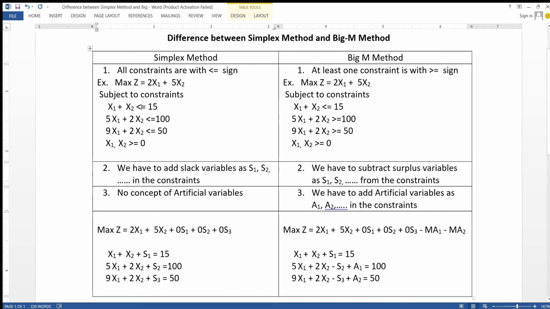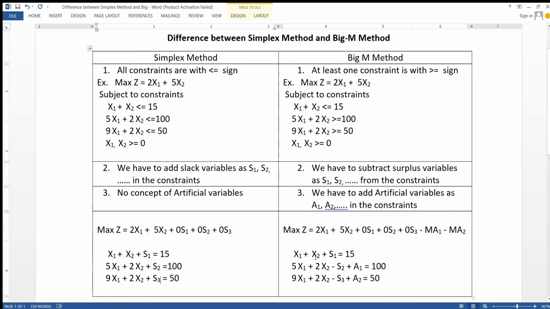So for less than or equal to sign we have to write the equal to sign. In the third constraint, 9x1 plus 2x2 less than or equal to 15. Here we have added a third slack variable: 9x1 plus 2x2 plus s3 is equal to 15.